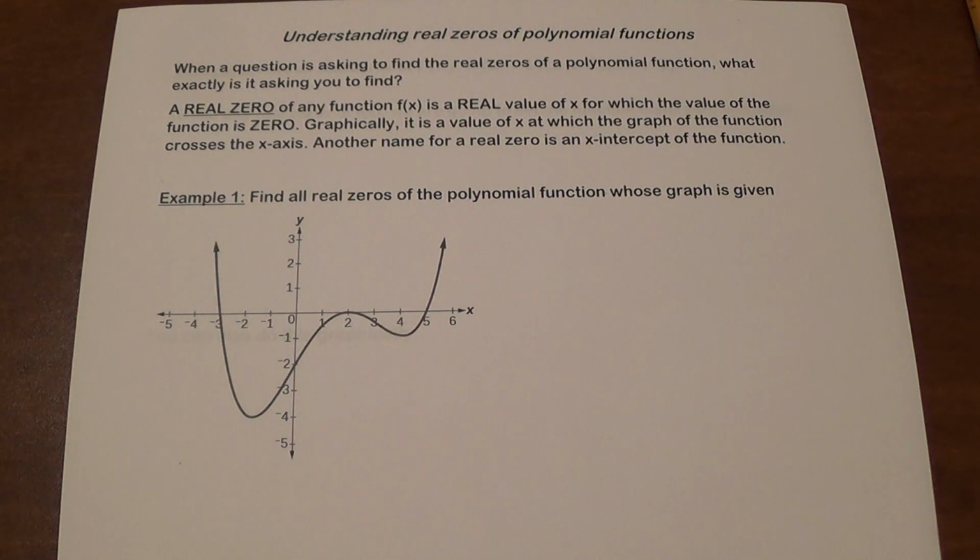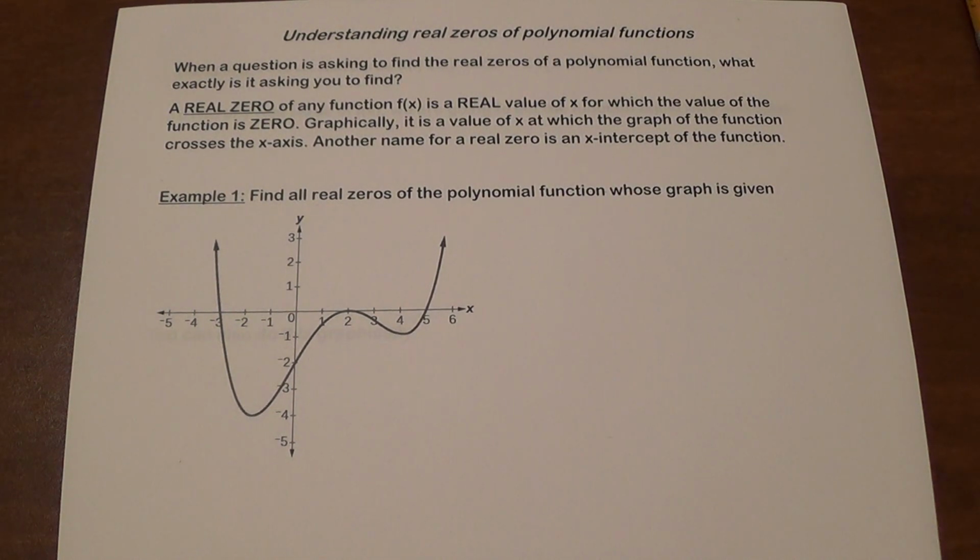Hi, this lesson is on understanding what real zeros of a polynomial function are. So somebody asks you to find the real zeros of a polynomial function. What is it that you're trying to find? A real zero of any function, not just a polynomial function, is a real value of x where the value of the function is going to be 0.